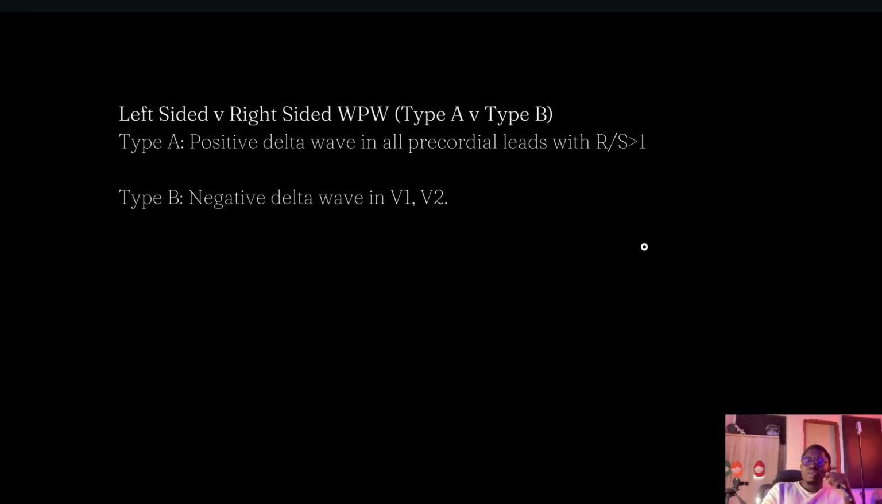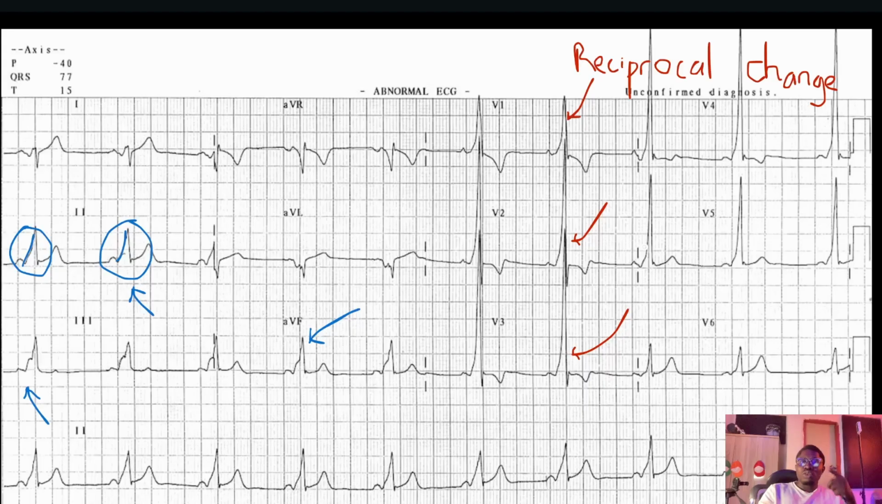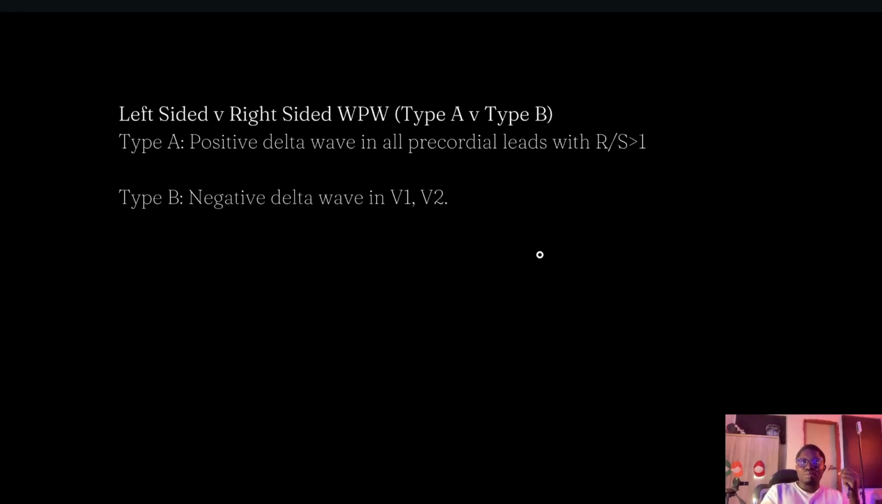And then negative delta waves in V1, V2. We don't have negative delta waves here because this is a delta wave. But if it were upside down, sort of like in AVL, right? In AVL, this is a negative delta wave. We would say, if we saw that in V1, V2, we would say that is a type B Wolf Parkinson White.